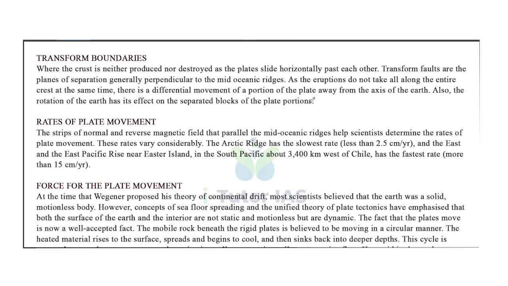Now the final one is transform boundaries, where the crust is neither produced nor destroyed as the plates slide horizontally past each other. Transform faults are the planes of separation generally perpendicular to the mid-oceanic ridges. As the eruptions do not take place all along the entire crust at the same time, there is a differential movement of a portion of the plate away from the axis of the earth. Also, the rotation of the earth has its effects on the separated blocks of the plate portions.